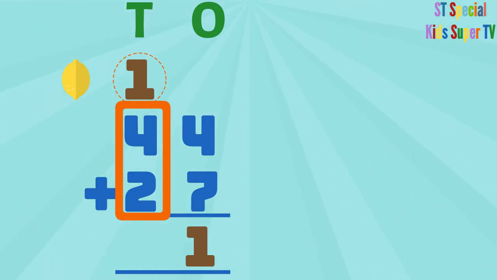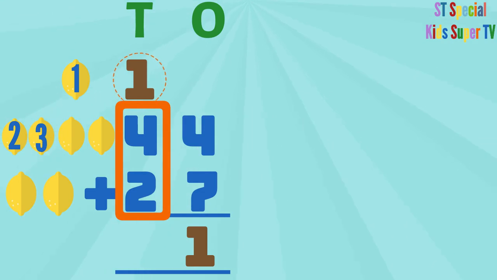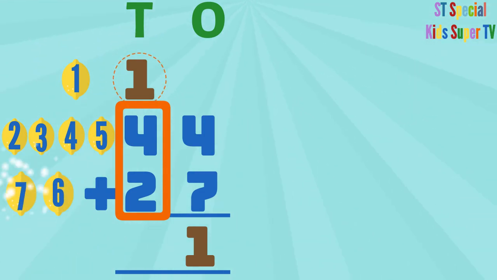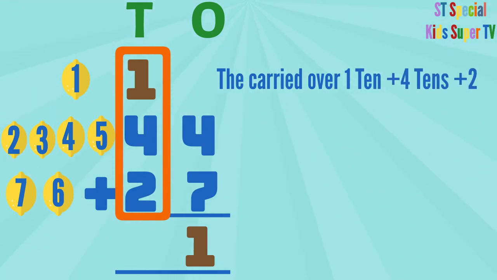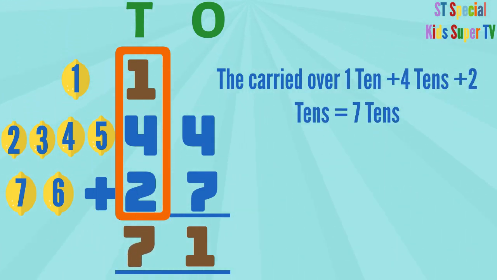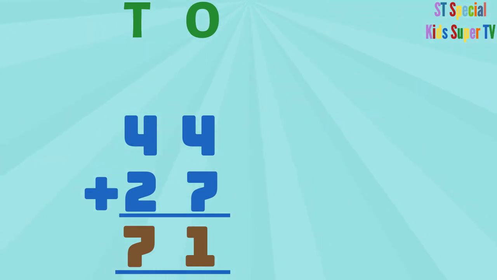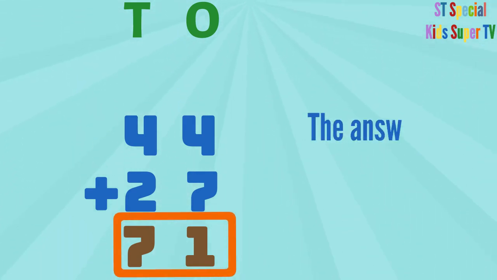1 lemon plus 4 lemons plus 2 lemons equals 7 lemons. That means the carried over 1 ten plus 4 tens plus 2 tens equals 7 tens. Therefore, 44 plus 27 equals 71.